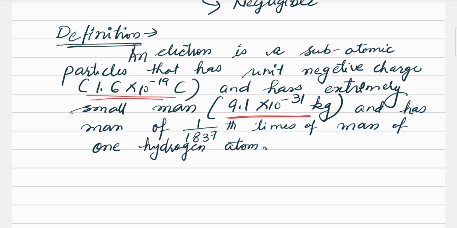And that brings us to the end of today's session. I hope you have understood how the electron was discovered, what its properties were, and what its definition is. What is its mass, what is its charge, and what is the relationship of its mass with the mass of a hydrogen atom. Hopefully you will be able to solve questions based on this particular topic.